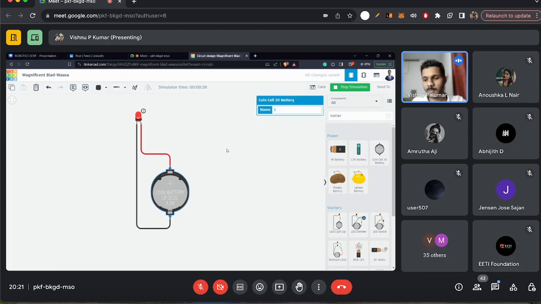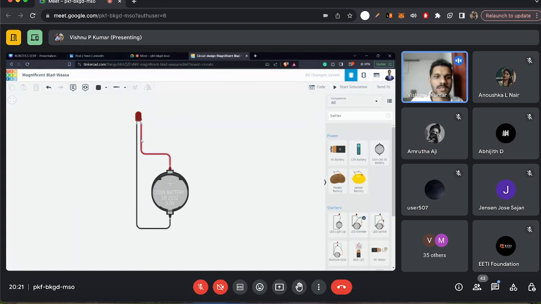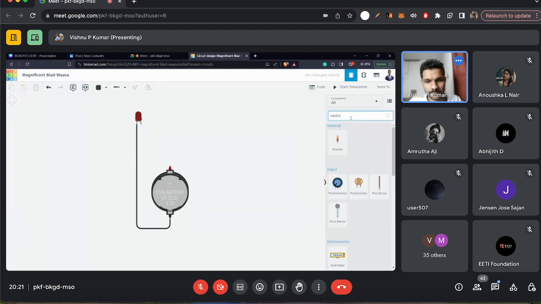So I'll stop the simulation and delete this wire. Also, if you want to delete something, you can click on that and click this delete button. You can also use the backspace or delete button on your keyboard. For now, I'm searching for a resistor. You can drag it and drop it here.